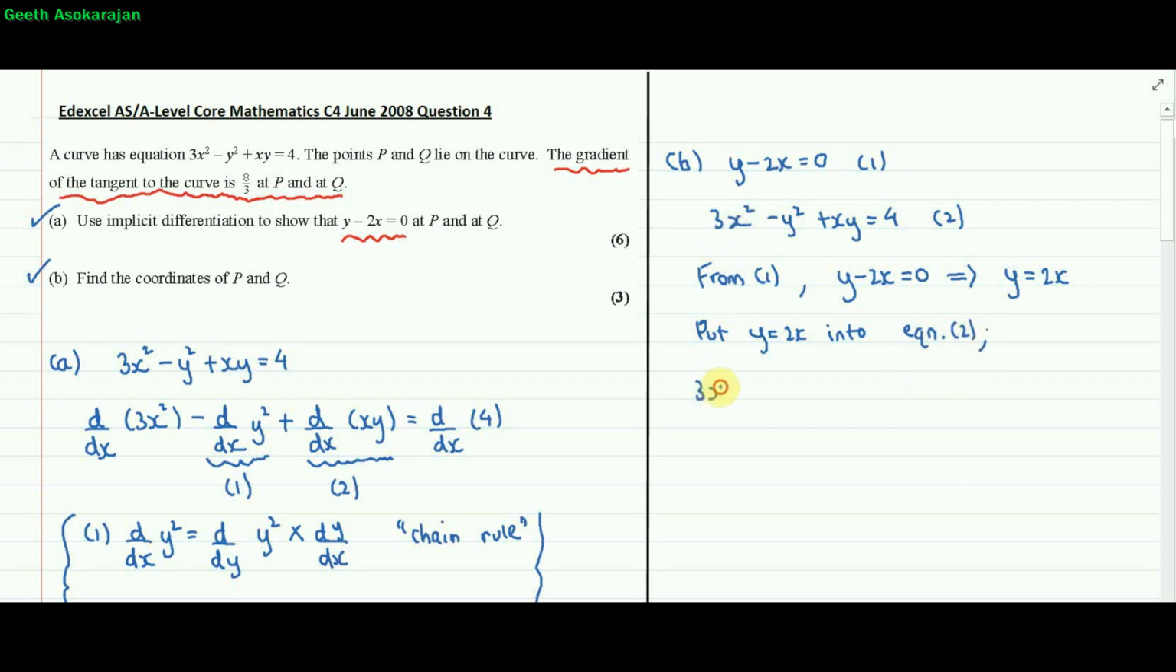By doing that, we're going to have 3x squared minus y, which is 2x, don't forget the power 2, plus x times y, replaced by 2x, and that is equal to the 4 on the right hand side. Now let's get rid of the brackets, so we'll have 3x squared minus 2x to the power 2, so that will be 4x squared. x times 2x is 2x squared, that is equal to 4 on the right. Let's simplify the left hand side: 3x squared minus 4x squared plus 2x squared is x squared, that is equal to 4, and if I take a square root on both sides, x will be plus or minus the square root of 4, which is plus or minus 2.